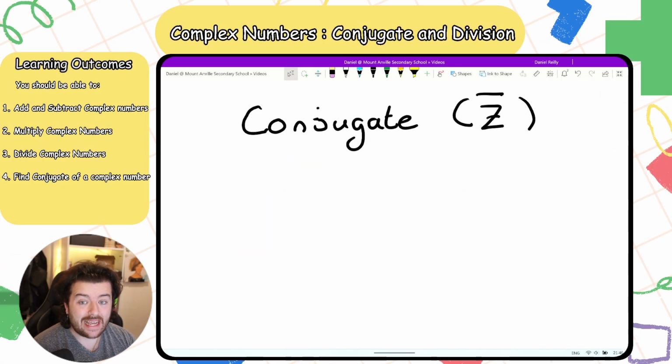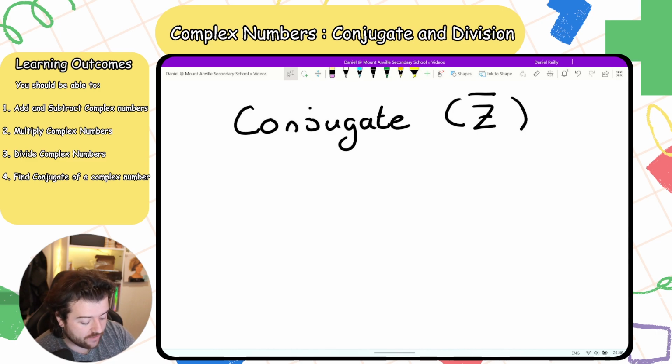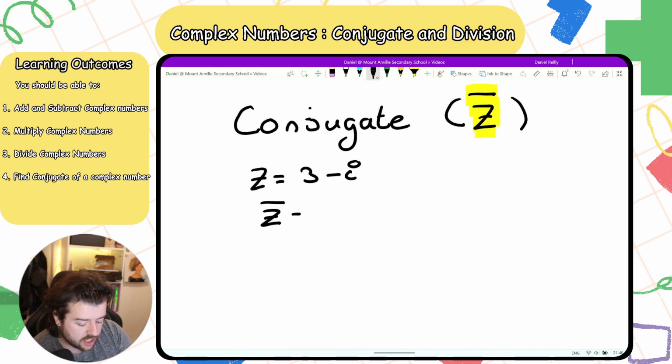Hello everyone. In this video we are looking at complex division and the conjugate of a complex number. So what's the conjugate of a complex number? If we're asked to find the conjugate, it's just a z with a line on top, and that just means we change the sign of the imaginary part. So if z is equal to 3 minus i, the conjugate will be 3 plus i.